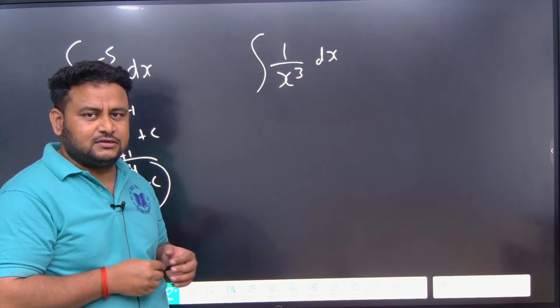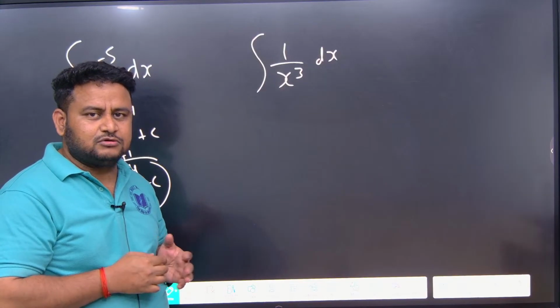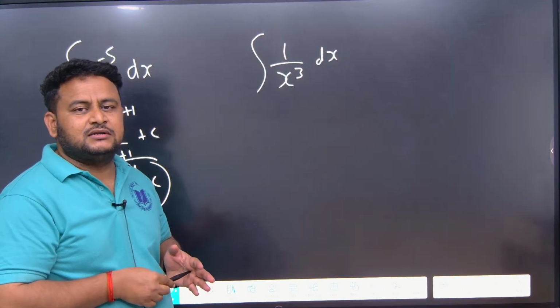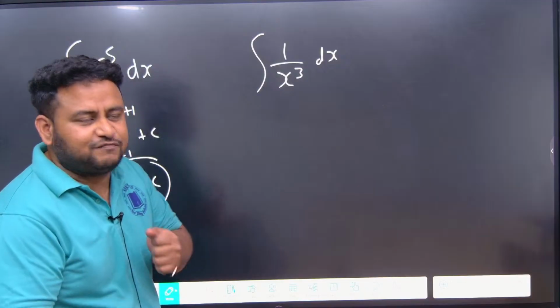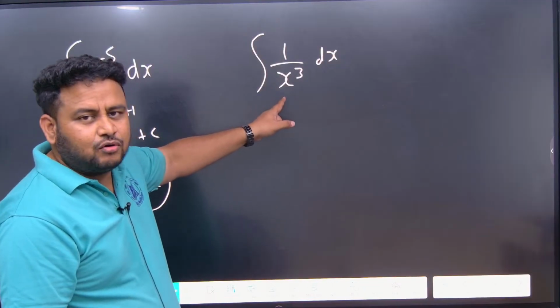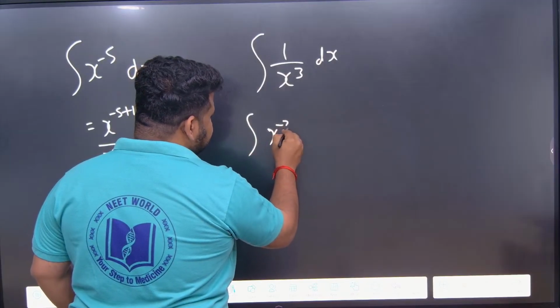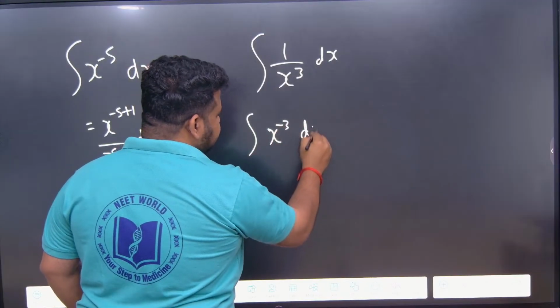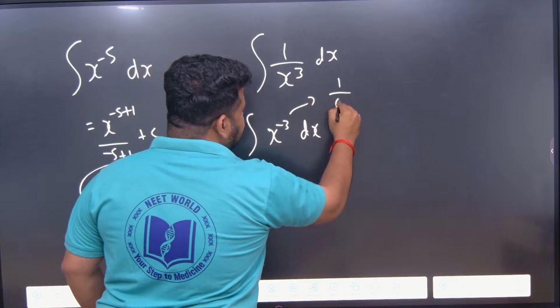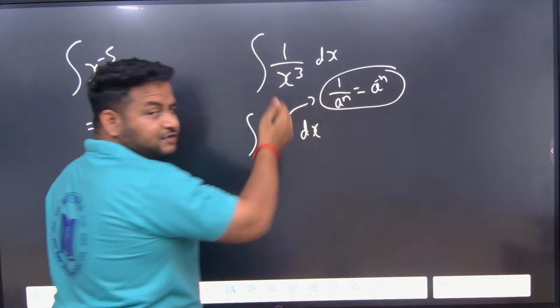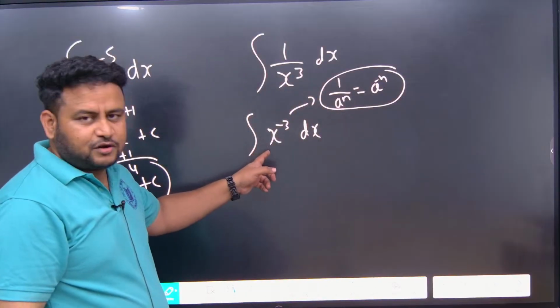Tomorrow's class we will be studying various methods. Today also we will get introduced to some of the methods, let us see. So we have to modify the function and bring it to a form where you can directly apply the formula. Can you apply the formula directly? No. So, we will modify it. What we will do? We will bring this x cube upside. If I bring it upside, this will become x to the power of minus 3 dx, because 1 by a to the power of n is nothing but a to the power of minus n, that is by law of exponents.